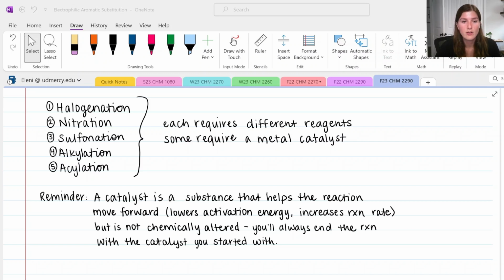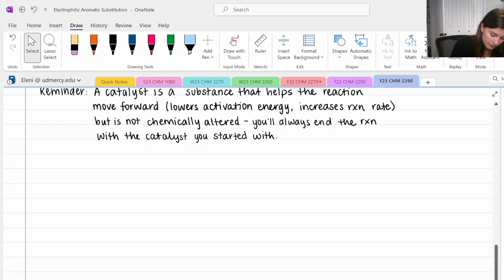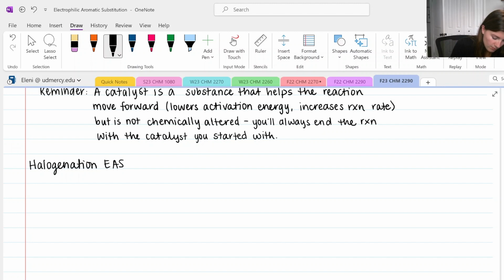In the last video, I mentioned that we'll be learning about 5 different types of electrophilic aromatic substitution reactions. In this video, we'll review that first one, so halogenation. In halogenation reactions, we are adding a halogen to an aromatic ring.